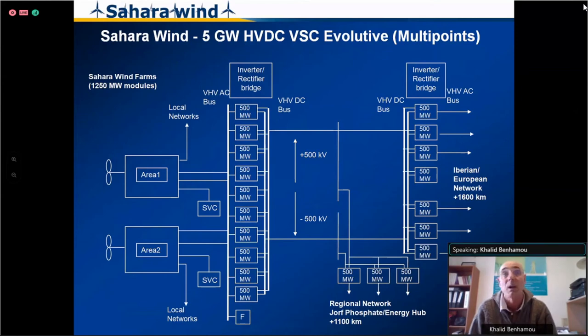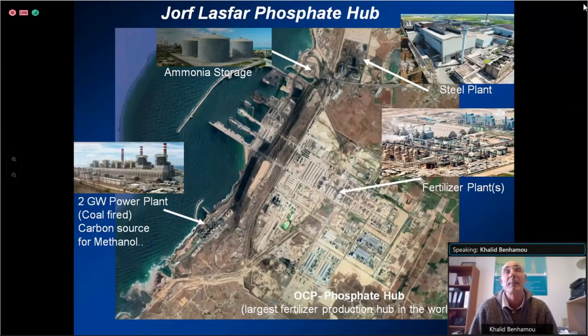So this is the largest fertilizer production hub, located about 1,000 kilometers away from the Sahara trade wind-blown coastline. And so you have all the ingredients of green hydrogen usage. You have ammonia storage, you have the steel plant, fertilizer plants, where then you need green ammonia. And you also have a large coal-fired power plant, which is the base load for Morocco's power, where you can also recycle the CO2 and provide methanol. It will be blue methanol, I suppose, because you already have a source of carbon, which comes from a coal-fired power plant.